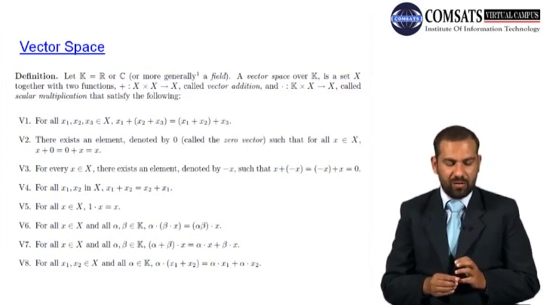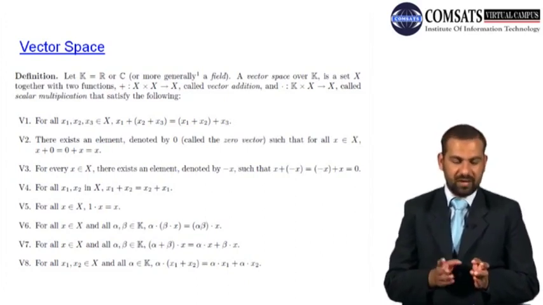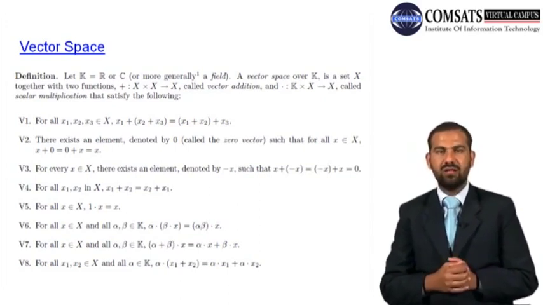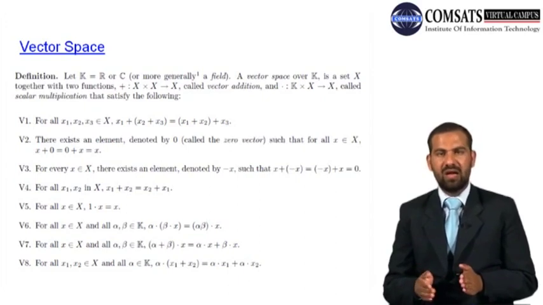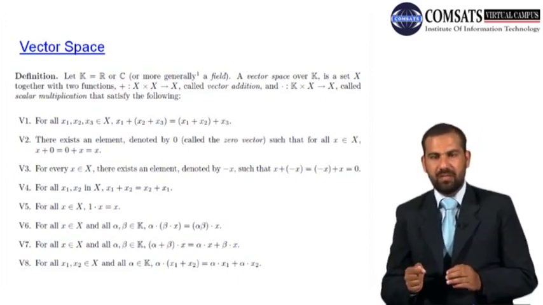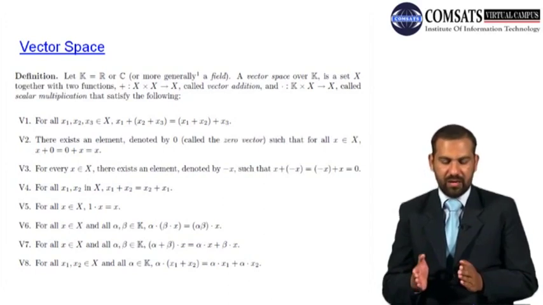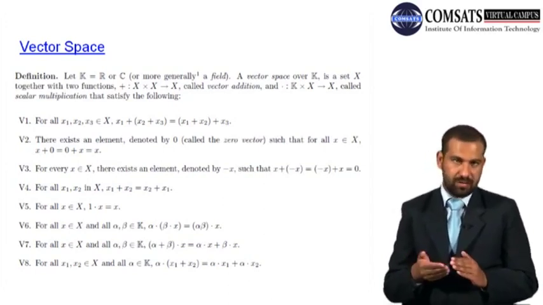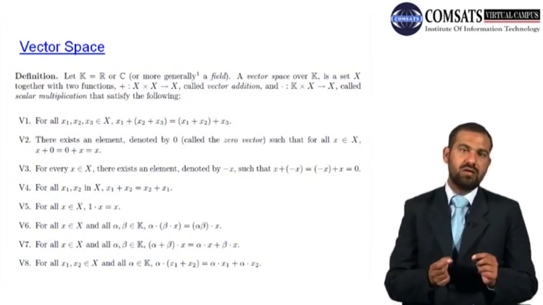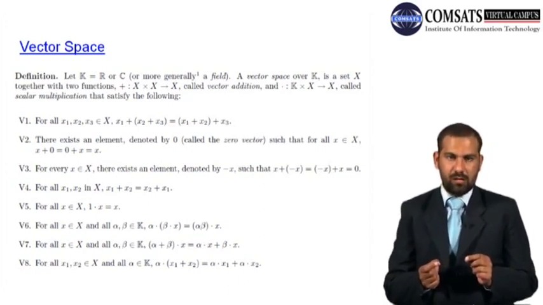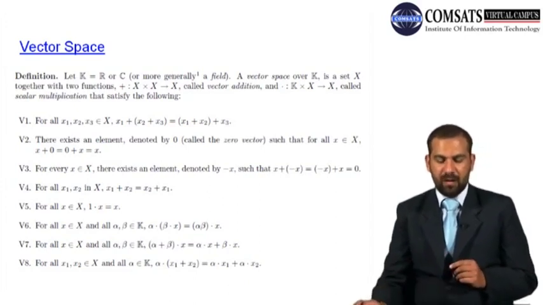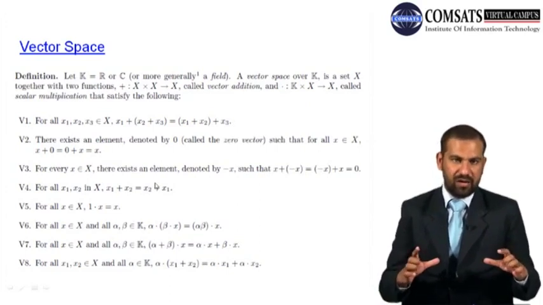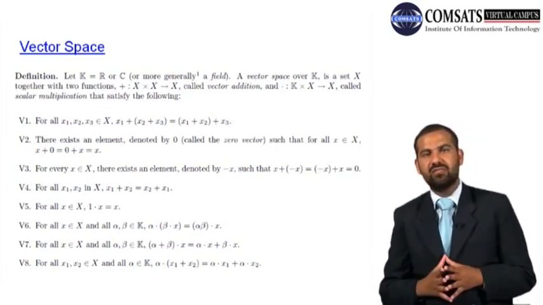And the eighth is that for all x1, x2 belongs to x, and for all alpha belongs to the field k, alpha dot (x1 plus x2) is equal to alpha dot x1 plus alpha dot x2. It's like a left distributive law of multiplication over addition, addition in vectors, but multiplication is scalar multiplication. So if some space satisfies all these 8 axioms, we say that it's a vector space.